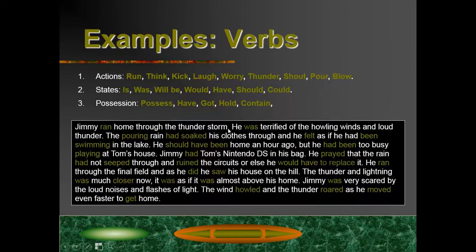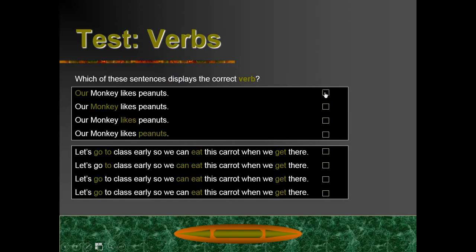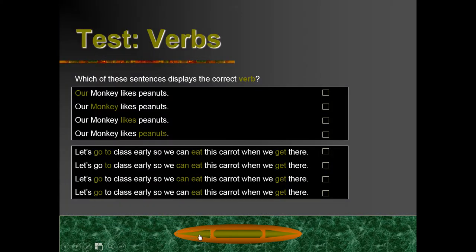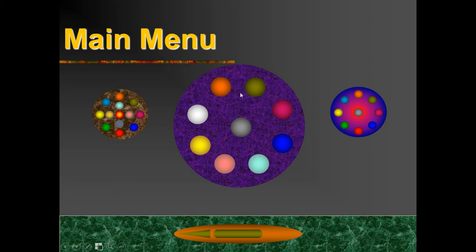There are examples of verbs again, and I've got some text with the examples in, and there's also 2 questions, and once again if they get the question right they'll get an affirmation. If they get the question wrong they'll get told they're wrong. And then back to here, back to verbs.